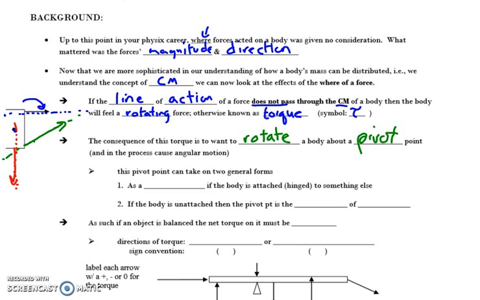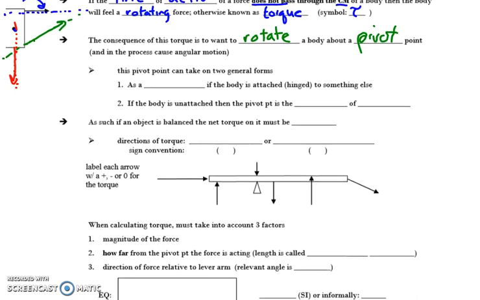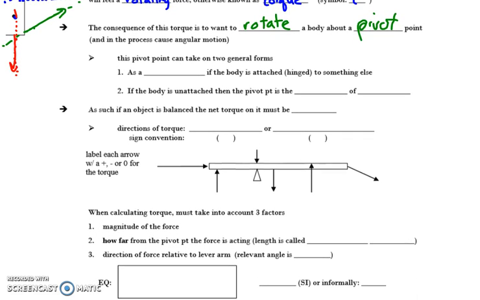For today, we're going to focus on static situations where there is no change in motion, but there are definitely torques acting on something. So the pivot point can take on two general forms: as a hinge, or sometimes called a fulcrum, depending on the situation. If the body is attached to something else, i.e. hinged, where it's free to rotate about that point. If there is no hinge or fulcrum, then the pivot point is almost always the center of mass.